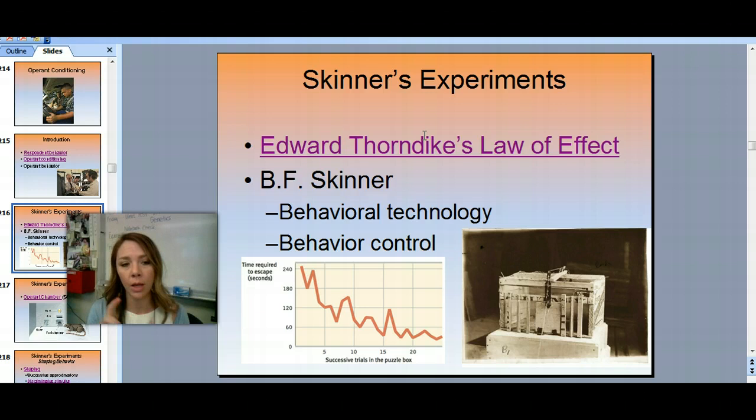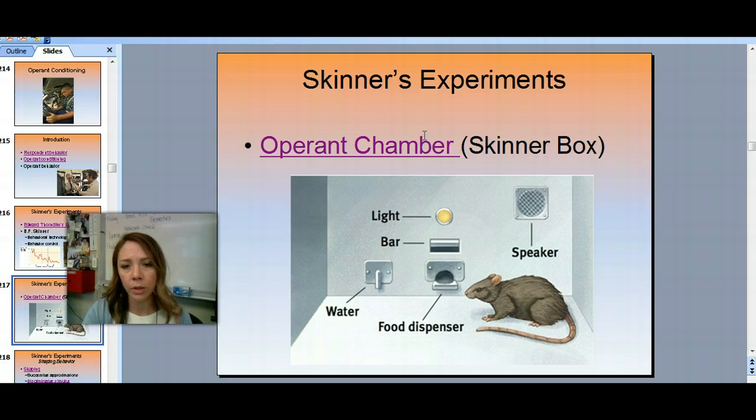So here's his operant chamber. If you can remember, the operant chamber is Skinner's box. He's the one that taught the rats how to push the bar in order to get food, right? So the food was a reinforcer, and so it increased the behavior of pushing the bar.